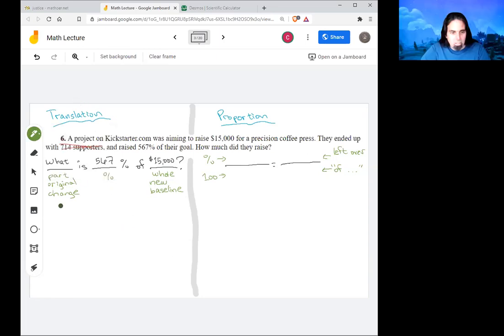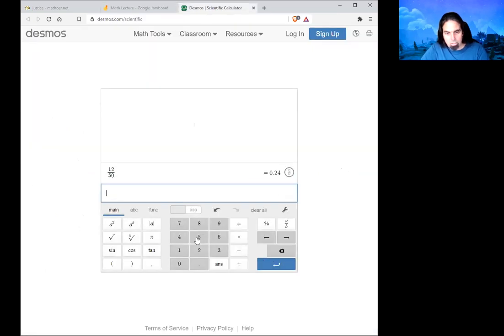So when we translate it, we're going to do our riplop to get rid of the parentheses left out of percent. And we get y equals 5.67, of becomes multiply, 15,000. So y is just that. I just multiply. So 5.67 times 15,000 gives me 85,050 bucks.